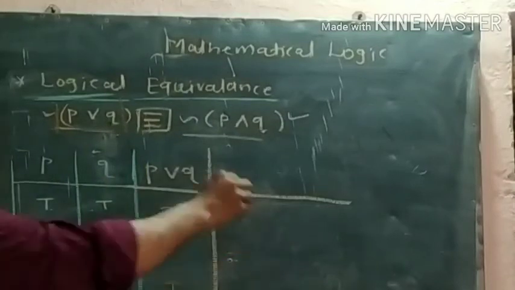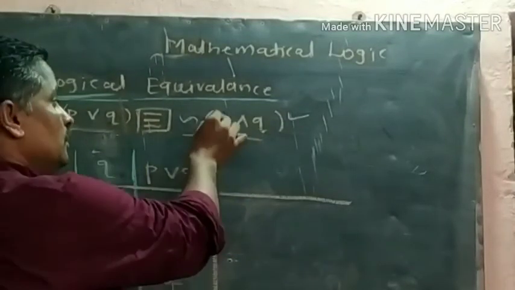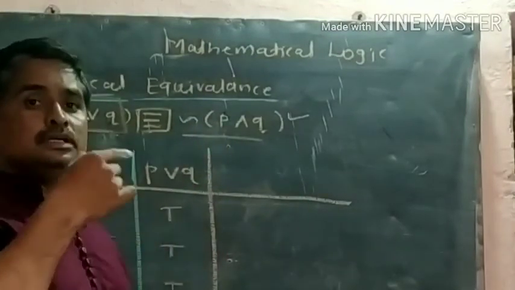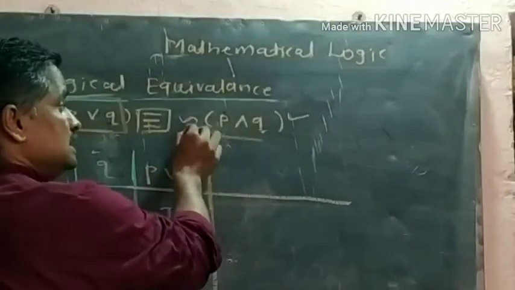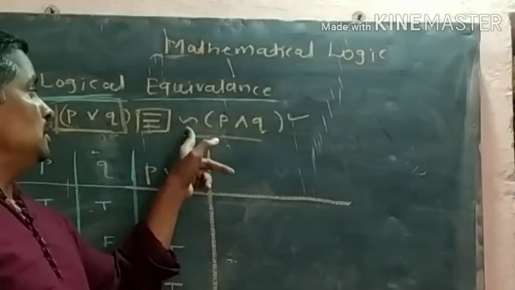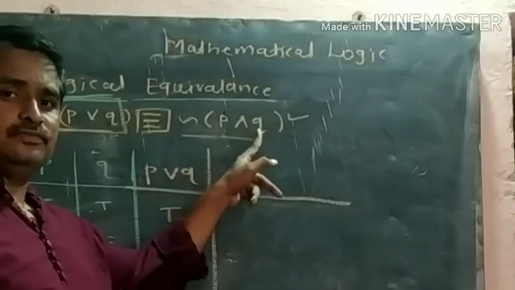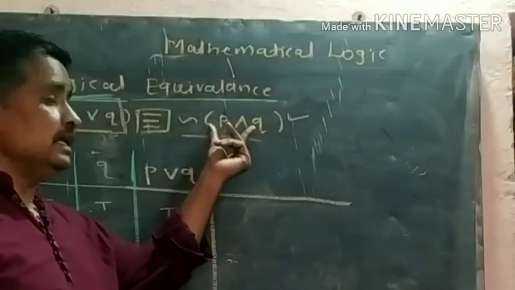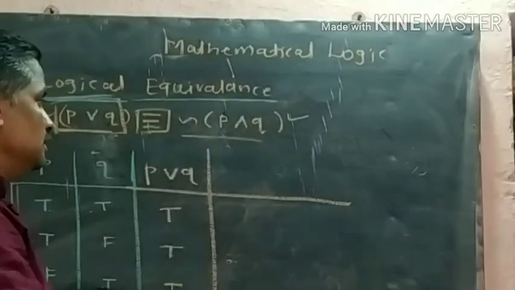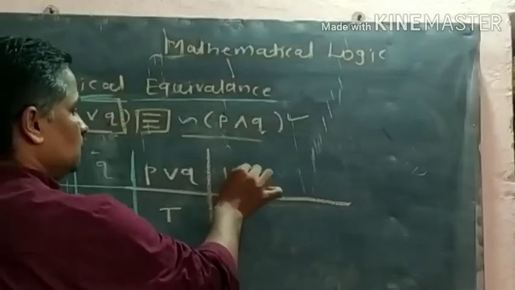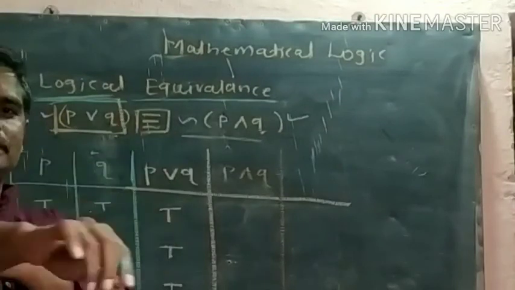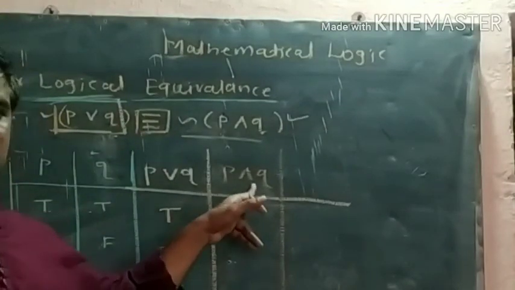Again consider the right hand side. We have to obtain the negation of P conjunction with Q. So first of all, we calculate P conjunction Q, and after this we can calculate the negation of this statement. P conjunction with Q is a standard table. It is the first table of logical statements.